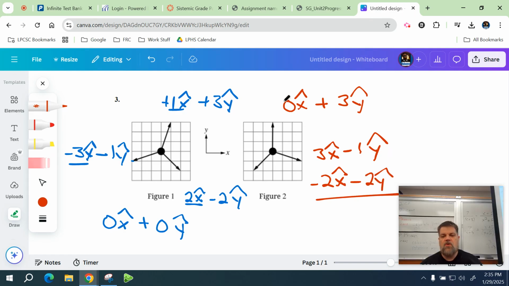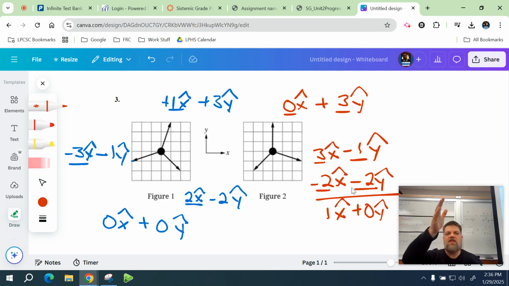So now if I add those up, I have 1 x hat, right? 0 plus 3 is 3 minus 2 is 1. And then positive 3y minus 1 minus 2, that's 0 y hat. So now, because I have a net force in the positive x direction, but 0 net force in the y direction, the object is now moving in the positive x direction.